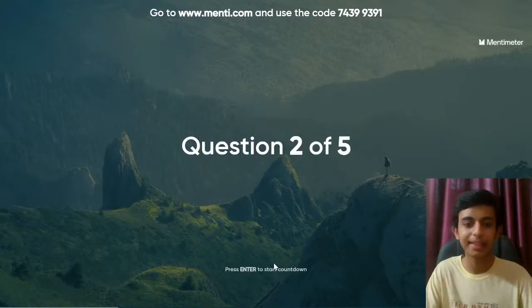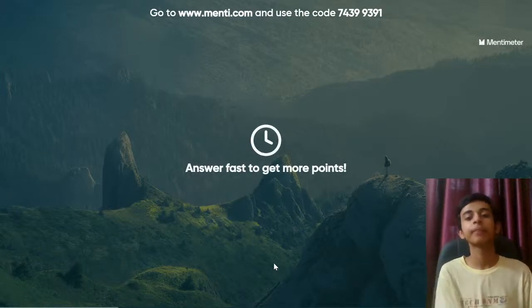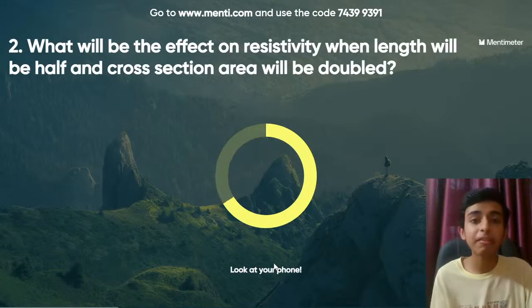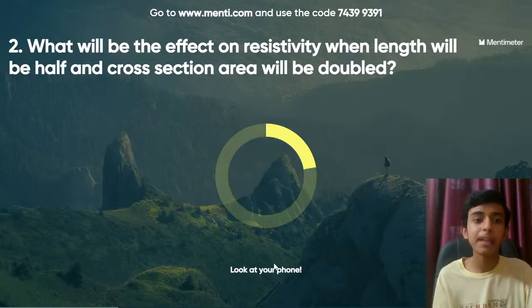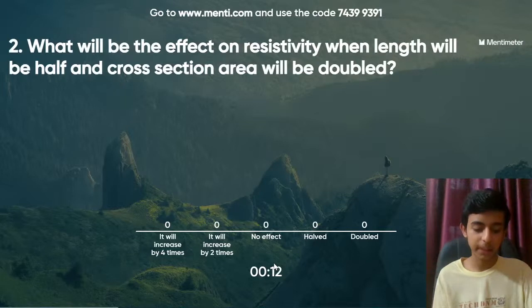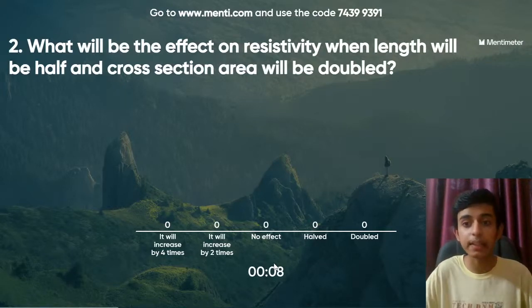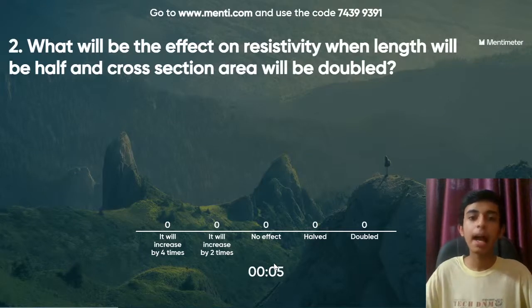Flashing on your screen right now. Answer fast to get more points. So what will be the effect on resistivity when the length will be half and cross section area will be doubled? What do you think? What is going to be the effect on your resistivity when the length is halved and cross section area is doubled?